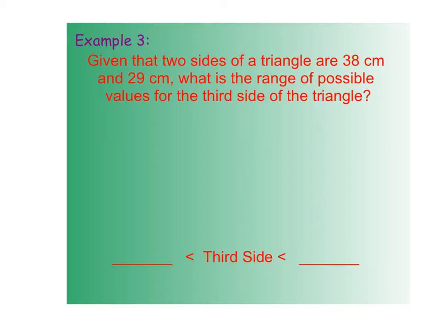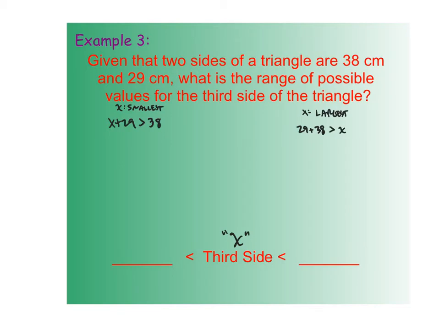Here's example 3. Given that two sides of a triangle are 38 and 29, what is the range of possible values for the third? Again, I'm going to call that third side x. I could set up the inequality, and I could say x plus 29 has to be greater than 38. That would assume that x is the least, or the smallest. And then I could set up x being the greatest, or largest, and then set up the inequality 29 plus 38 is greater than x.